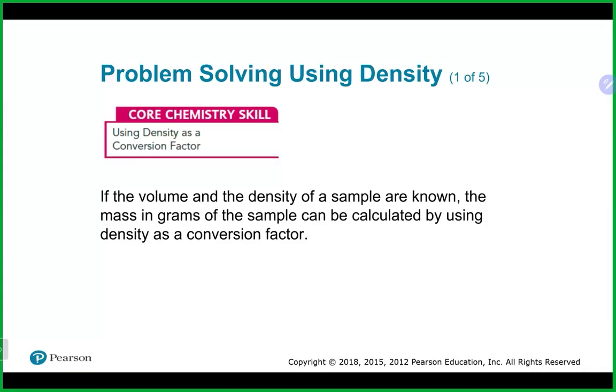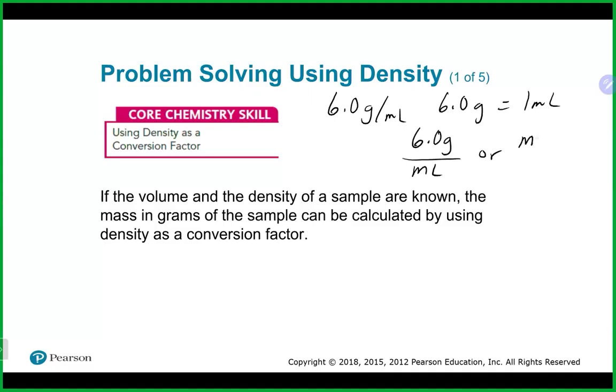We'll just take the density we just calculated there, and we had 6 grams per milliliter. What that basically means is I have 6 grams in 1 milliliter, and I could use it as a conversion factor of 6 grams over a milliliter, or you could flip it around, put the milliliters up on top and the 6 grams on the bottom. And now let's just say, for example, I had 325 milliliters, and I want to know how many grams that would be.